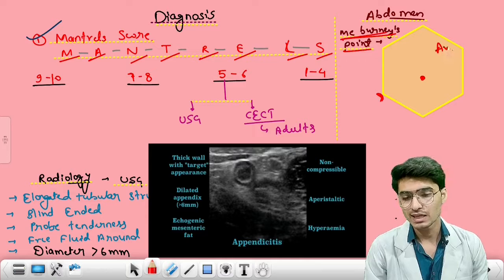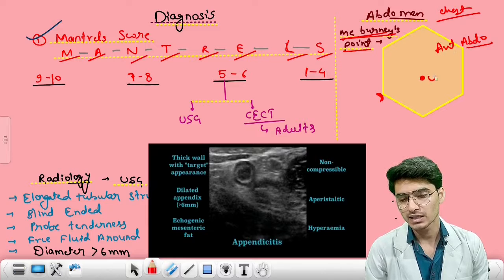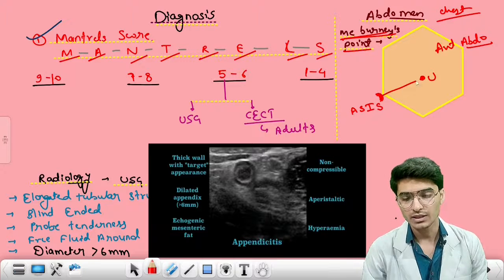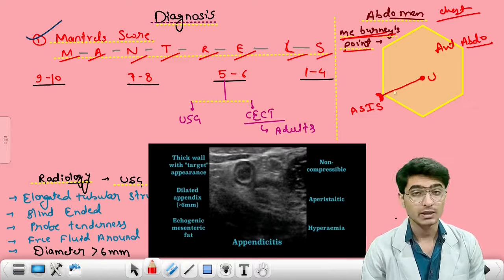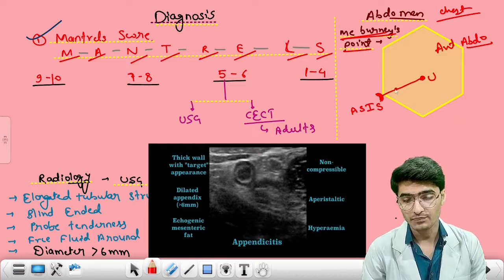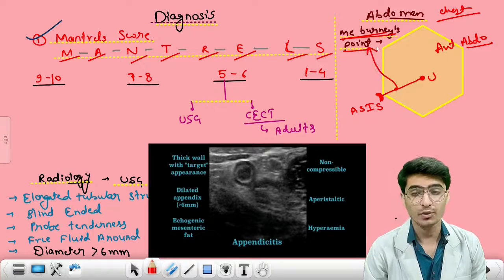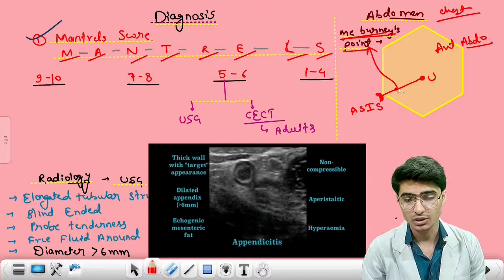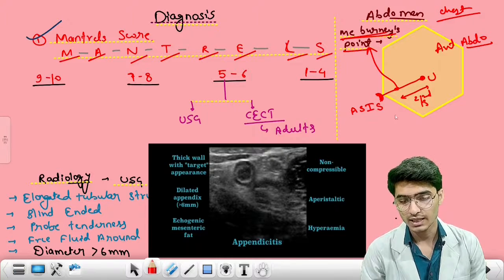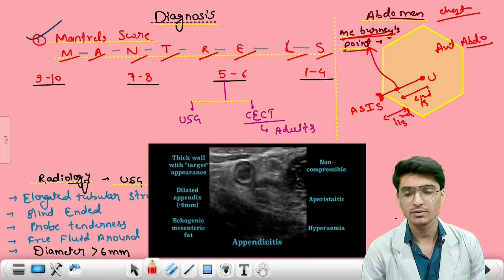So this is the anterior abdominal wall, and this is the chest portion here. This is the umbilicus, and this point is the anterior superior iliac spine, right? The line joining the two is the spinoumbilical line, and here is a point. This point is called McBurney's point, which is present at the junction of the medial 2/3 and lateral 1/3, right? This point is McBurney's point.